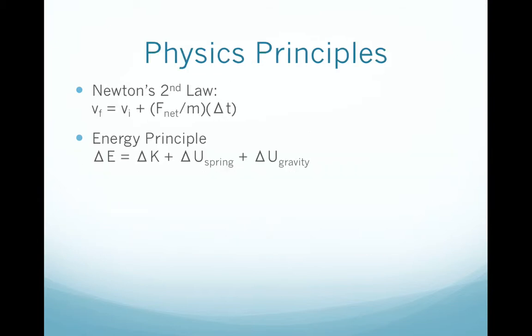Two physics principles that you need to know for this lab. The first one is Newton's second law, which states that the final velocity equals initial velocity plus F net divided by mass times delta t. The second principle is the energy principle, which states that the change in total energy equals a change in kinetic energy plus the change in potential energy for the spring plus the change in potential energy for gravity.